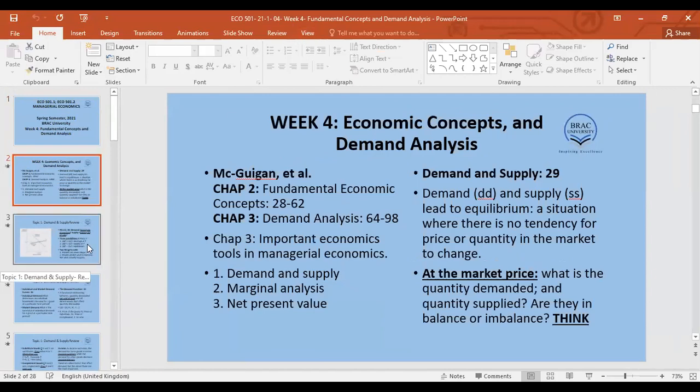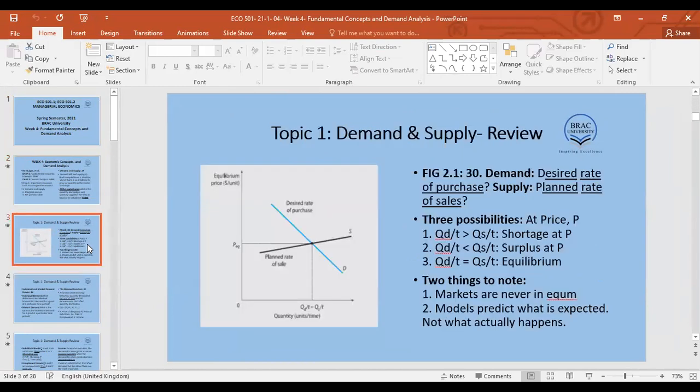So basically, what we did was we said that equilibrium is nothing but when demand and supply equalize each other at the market price. Price is a signal for the households. Price is also a signal for the sellers. And then what we said is that our model is a prediction. It predicts what people are expected to do. It does not tell us what people actually do.